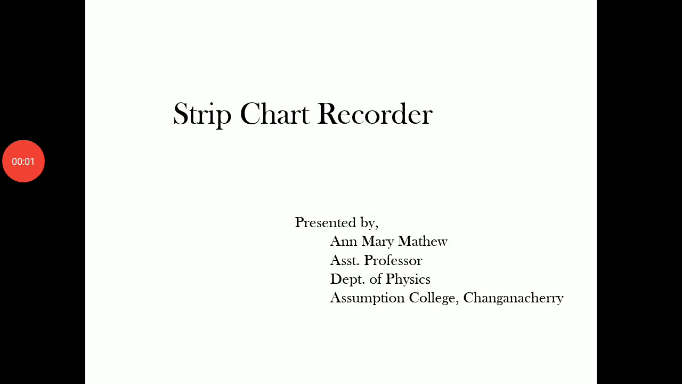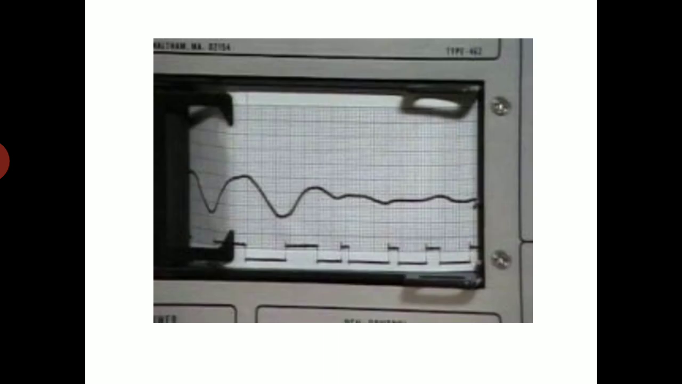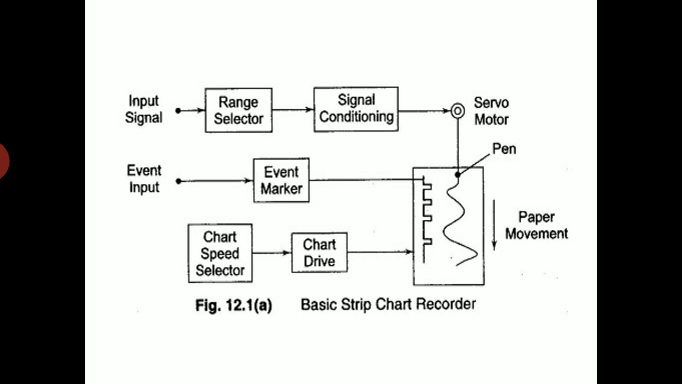Hello friends, today let us understand the working of a strip chart recorder. You all might have seen an ECG. What does an ECG record? An ECG gives the time variation of the electrical signals coming from our heart, right? This is a typical example of a strip chart recorder. So, any strip chart recorder will record the time variation of any signals.